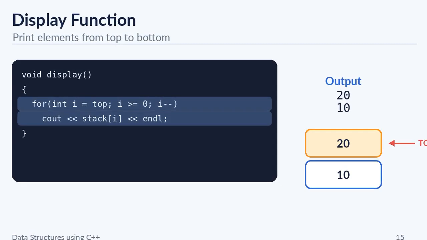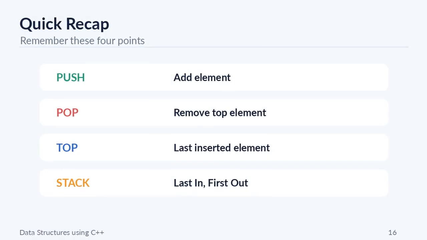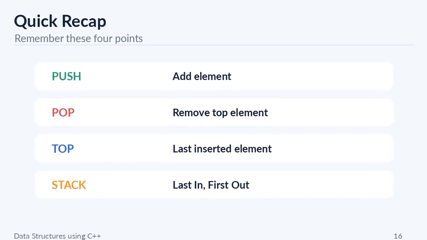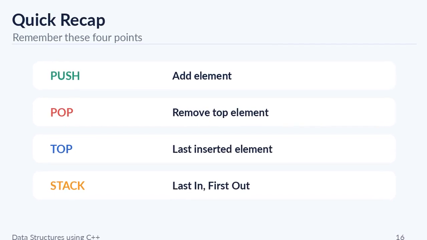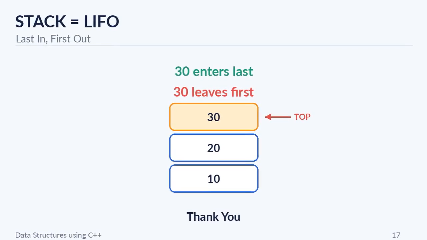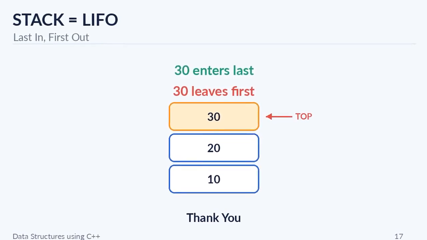It will print all elements from the top to bottom. So push basically adds an element, pop removes an element, top gives the last inserted element. So in general, we can say that stack is last in, first out.